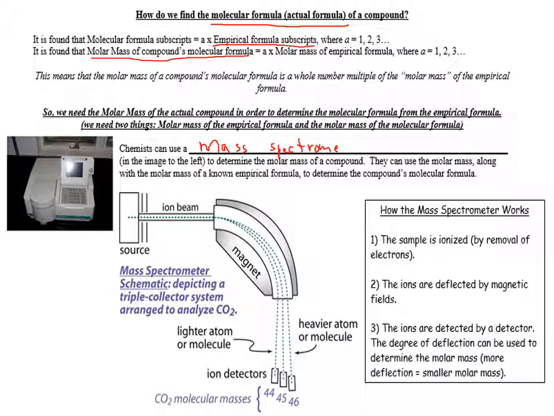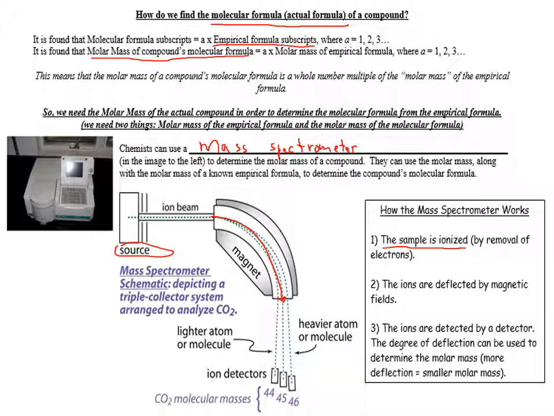I want you to get that science is not magic. There's actual equipment we have to build to figure this stuff out. It takes a lot of brain power to go into building this. So basically you take the sample of the unknown compound and you ionize it, removing electrons from it. Electrons don't weigh much, so their mass is negligible. Your sample starts off in the source here, and you shoot it through a magnet.